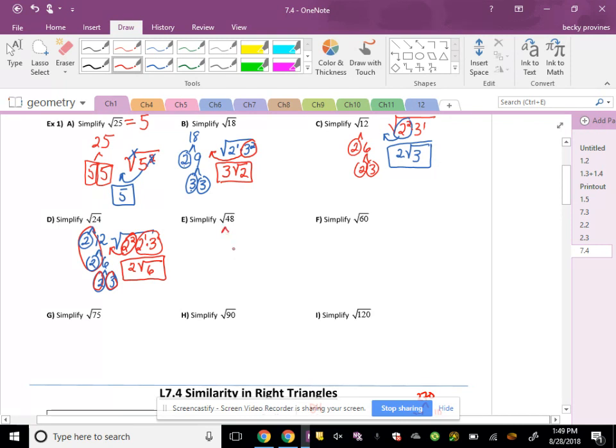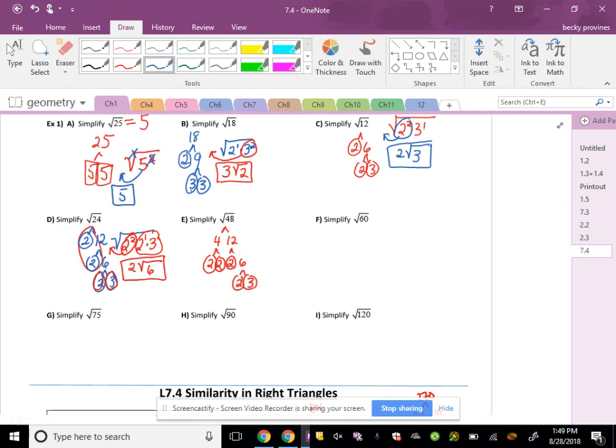Okay, 48. You could divide by 2, you could divide by 4. There are other numbers. I'm going to choose for this one to go 4 and 12. Now those are both composites, so let's continue to break those down. 2 and 2, 2 and 6, 2 and 3.